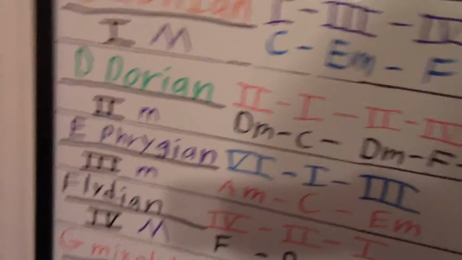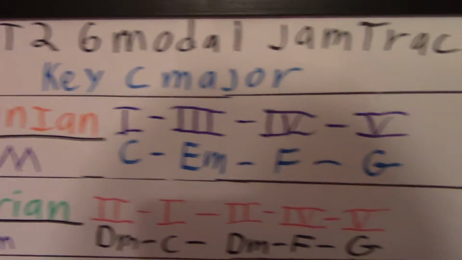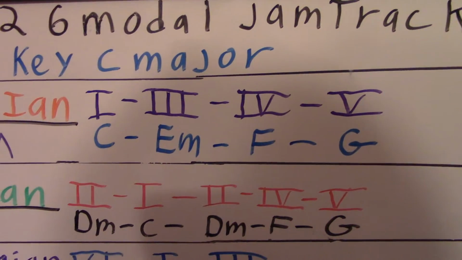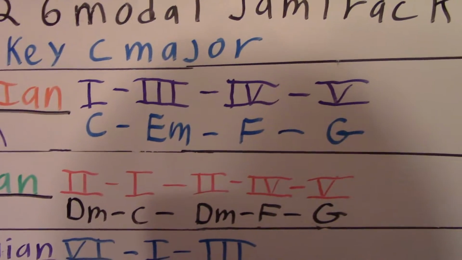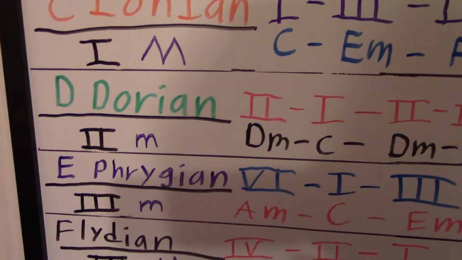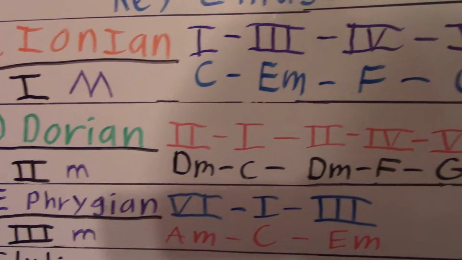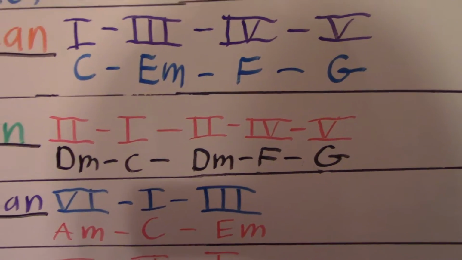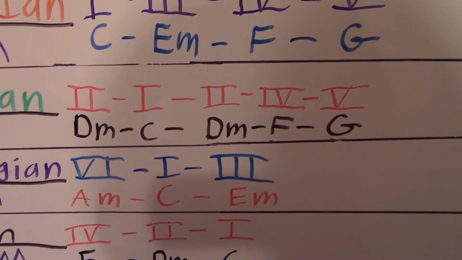Now up here we have the first jam track, C Ionian, which has a 1, 3, 4, 5 progression. So the chords you'll play to make it sound like C Ionian are C, E minor, F, and G. Jam track 2 is D Dorian, which has a 2, 1, 2, 4, 5 progression.